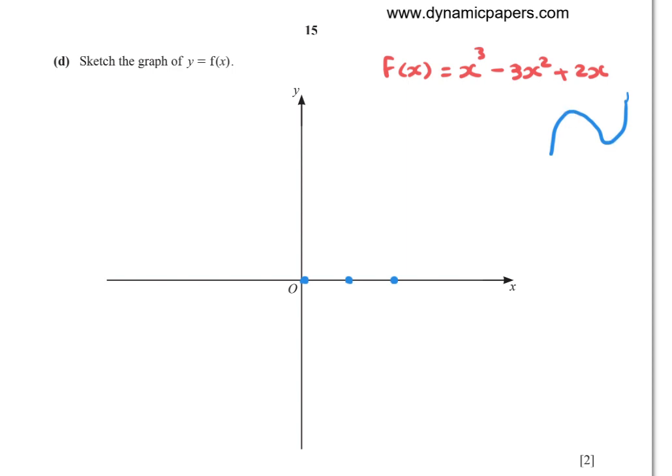The two turning points: (0.4, 0.4), so this is the maximum at this point. And the second point is (1.6, negative 0.4), so between 1 and 2, the negative 0.4. So we can draw a sketch like that. So this is our graph.